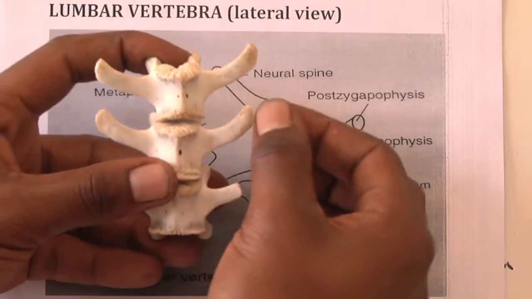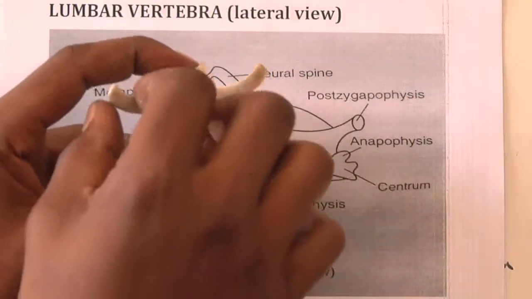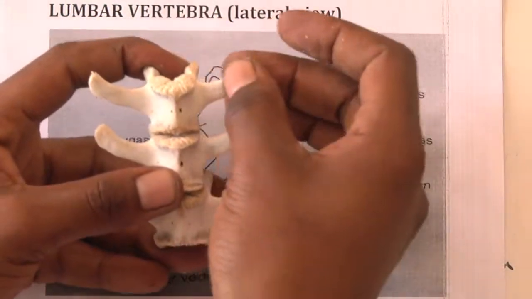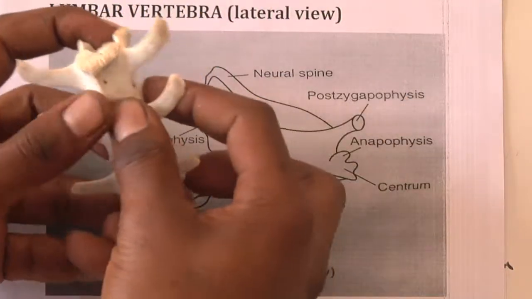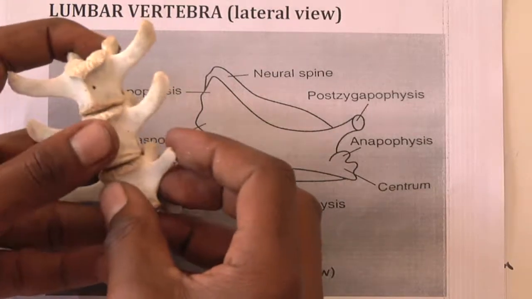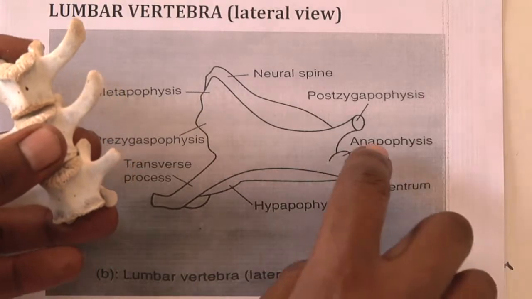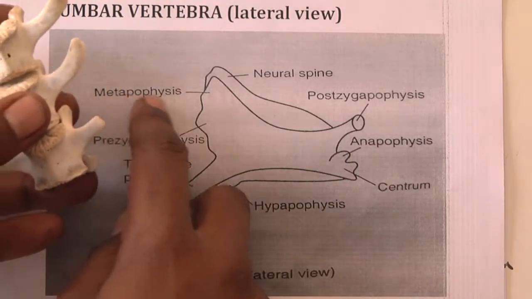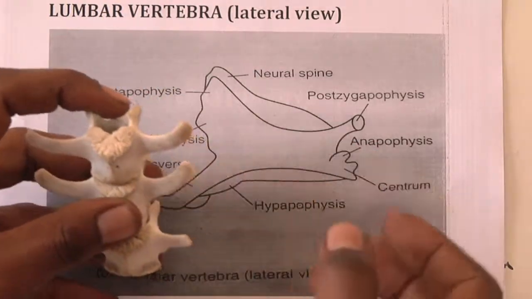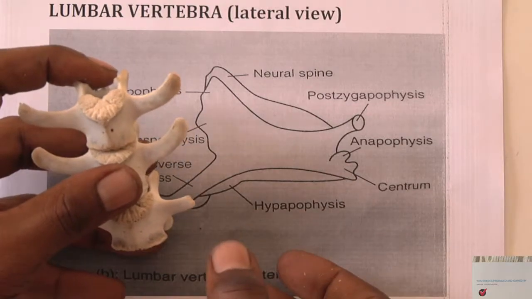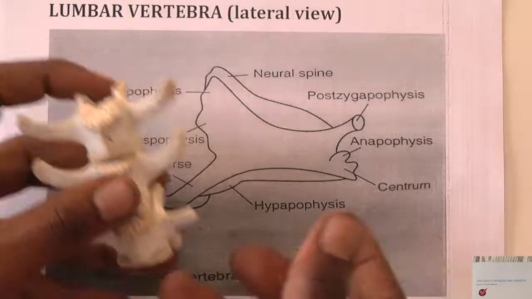Then the strong abdominal muscles are going to be attached onto these transverse processes together with the additional processes, the 3 additional processes, what we call the hypophysis, anapophysis, and metapophysis. They just provide additional surface areas for attachment of the strong abdominal muscles.